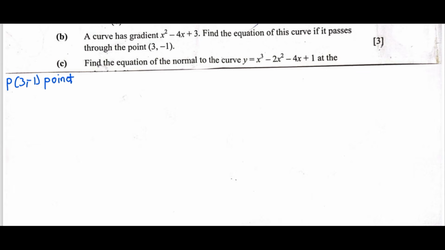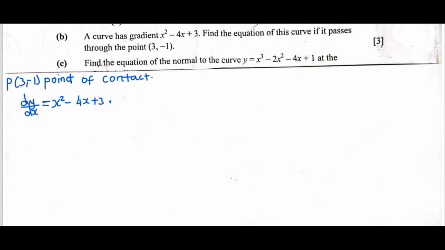If you were to draw the graph, the point of contact is where the graph, which is the curve, the tangent and the normal meet. So the point of contact we are given. Then from there we have the gradient. This is our dy over dx. We have been given a function that was differentiated. So it's x squared minus 4x plus 3.